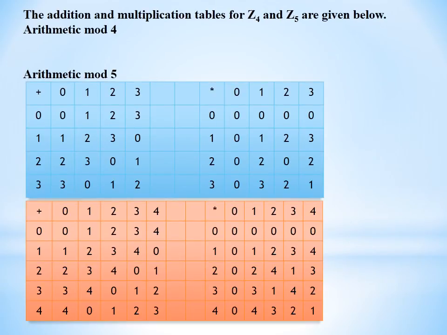The addition and multiplication tables for Z4 and Z5 are given below. The blue one is the arithmetic mod 4 and the pink one is for arithmetic mod 5.